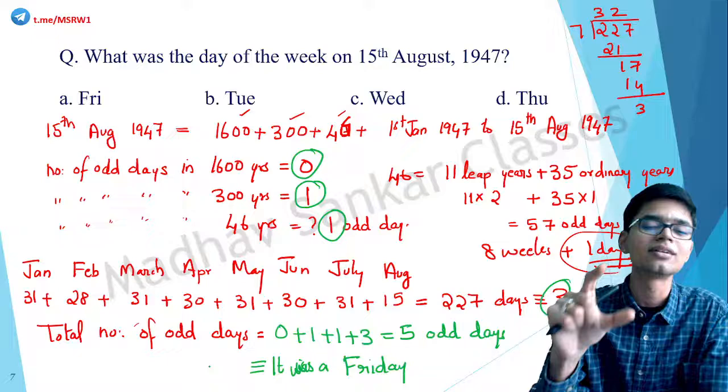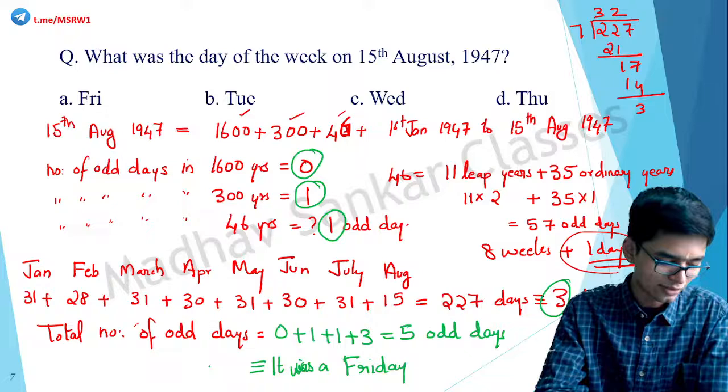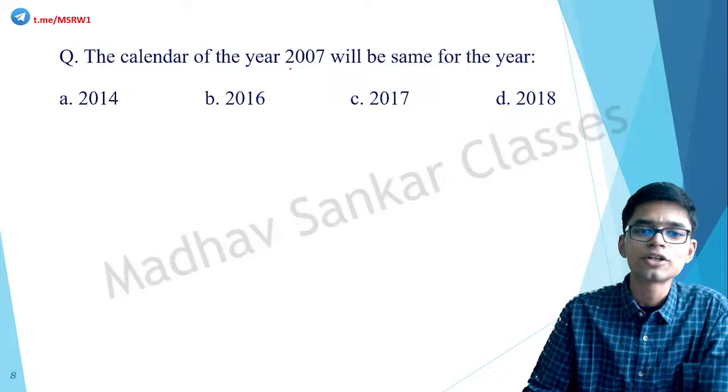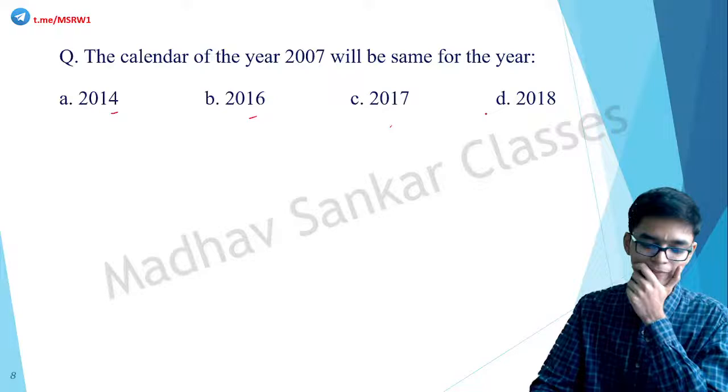So let's try another question. The calendar of the year 2007 will be same for the year dash. Another common type of question. The 2007 calendar will be same for the year, which one? 2014, 16, 17, 18. That is the question. Do you know how to check this?